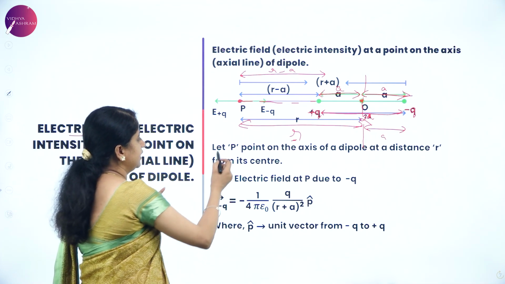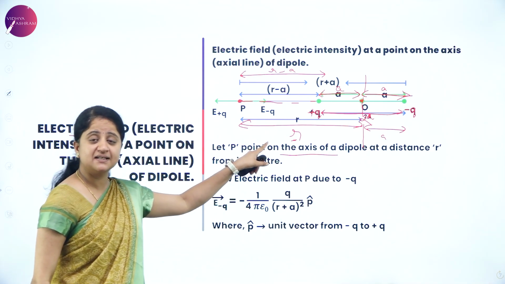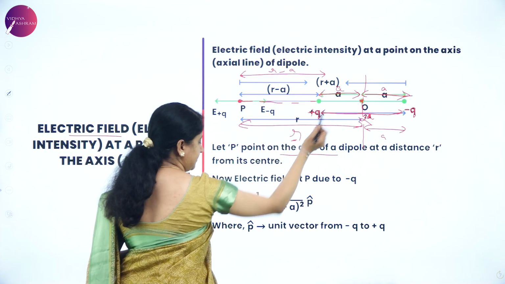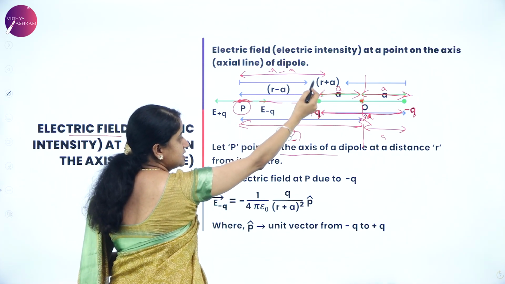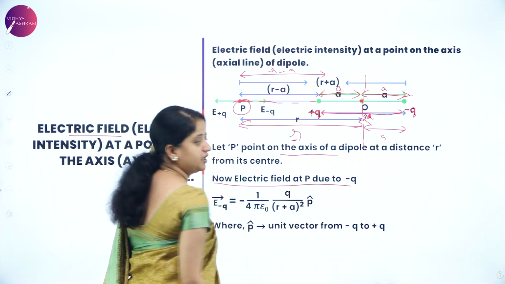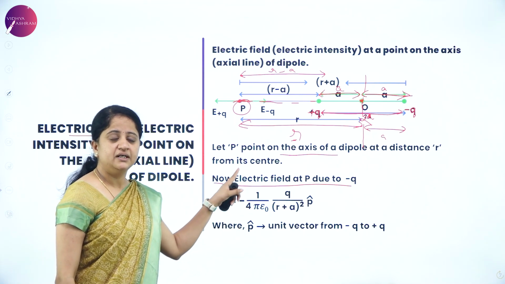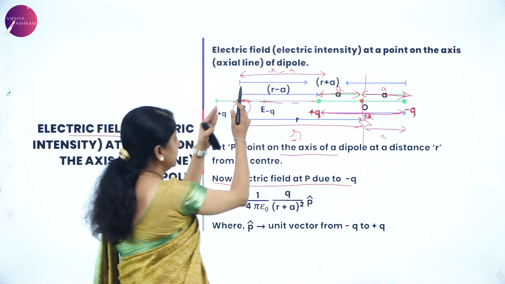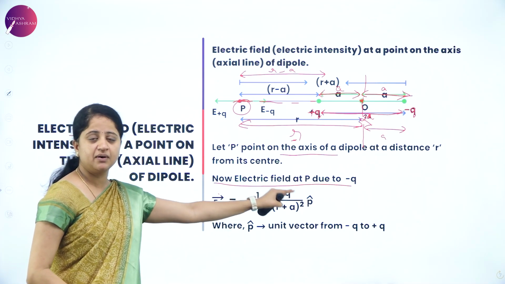So here you can observe P is the point on the axis of the dipole, which is at a distance R from the center of the dipole, as I have explained just now, and we have to find the electric field at P due to plus Q and minus Q. So first let us write the expression for the electric field at the point due to minus Q, that is E minus Q is equal to, as we know, 1 by 4 pi epsilon naught Q divided by the distance between this point and minus Q, that is R plus A, the whole square into P cap.